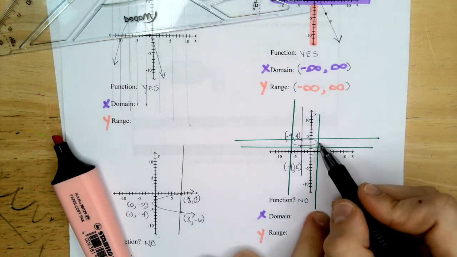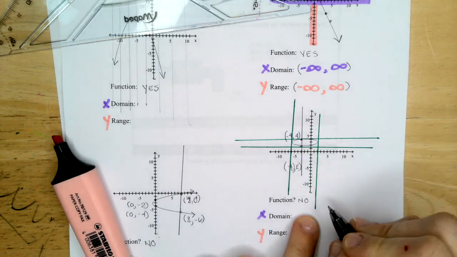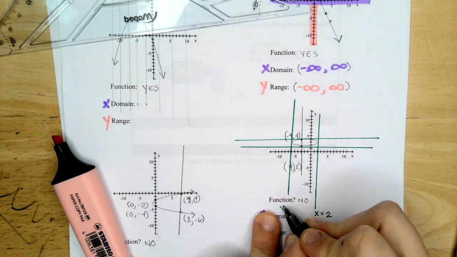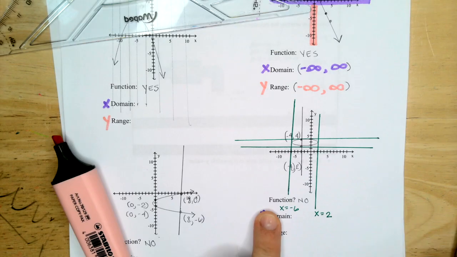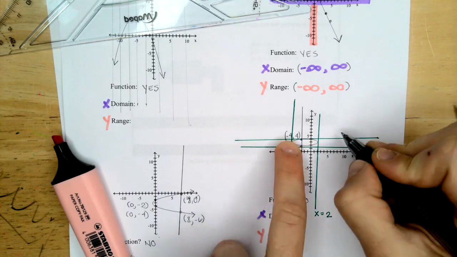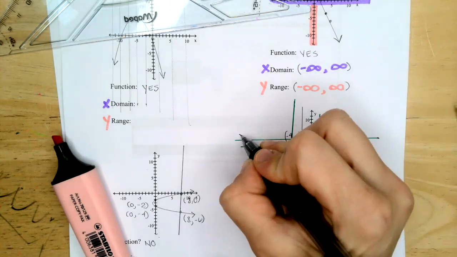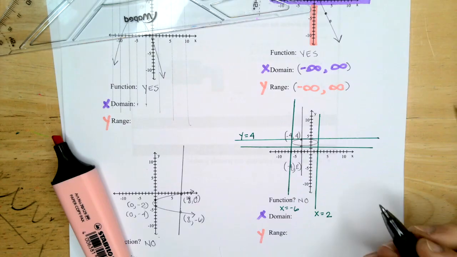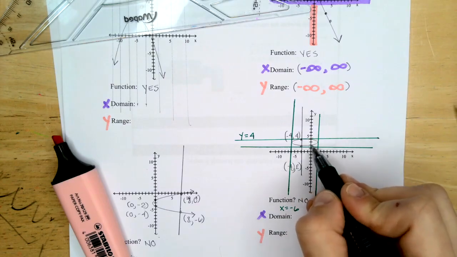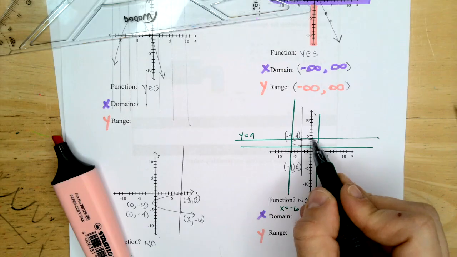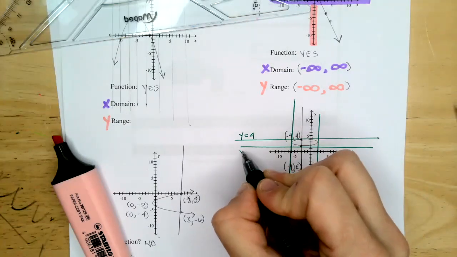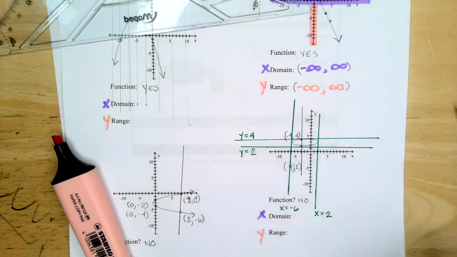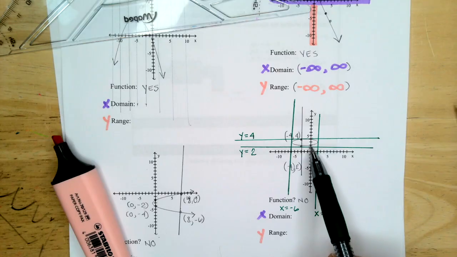So let's just start here. This is the line x equals 2. Do we agree? Here is the line x equals negative 6, right? Here is the line y equals 4. And then here is the line y equals, I don't know, I think it's 2. I think I'm not getting very close. It's hard to tell. Okay, it's either 1 or 2.